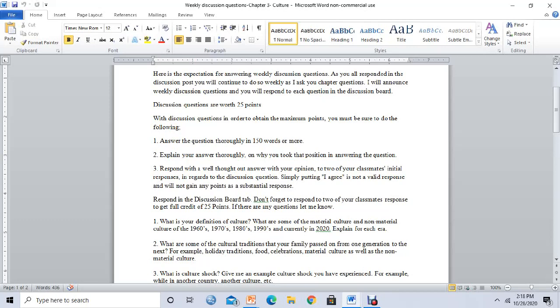Make sure you answer thoroughly, explain your answers thoroughly on why you took that position in answering the question. Number three, respond with a well thought out answer with your opinion.